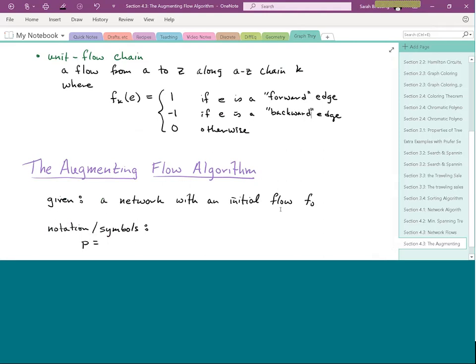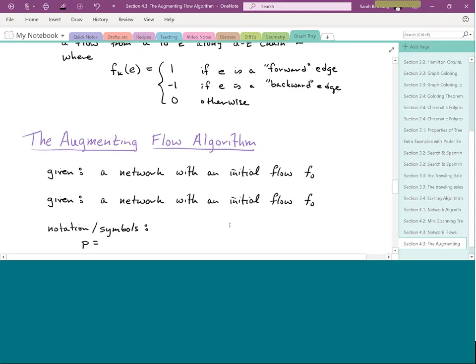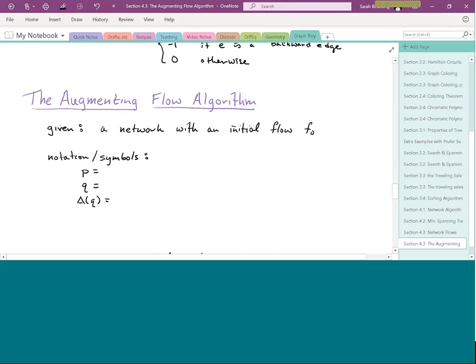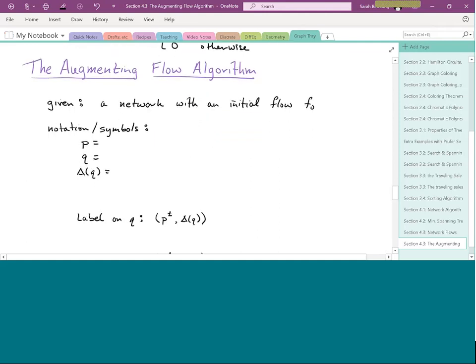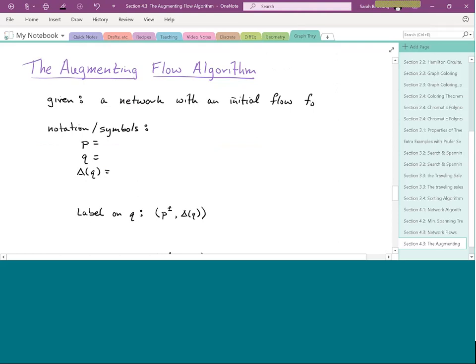Okay? Now, in terms of notations and symbols, there are a couple of symbols that we have to worry about. The first symbol in this algorithm is P. P represents the current vertex that you're scanning from, or as your author calls it, the previous vertex.